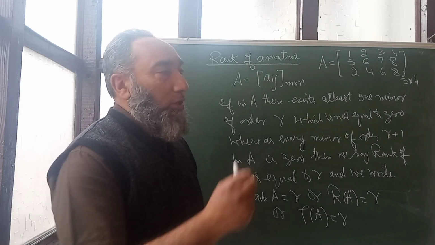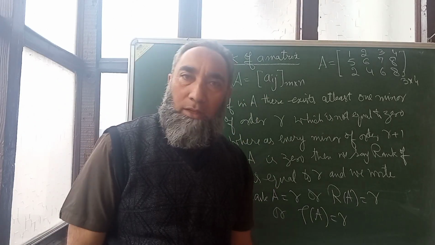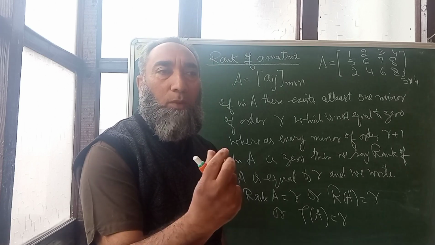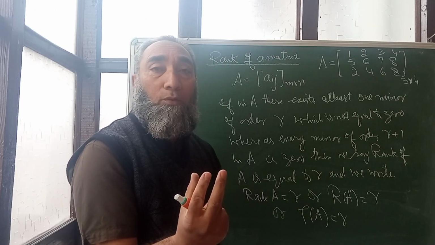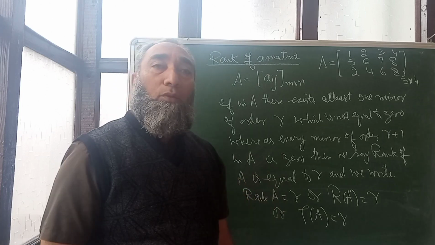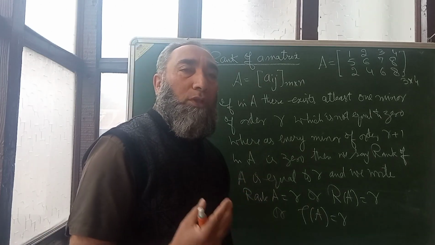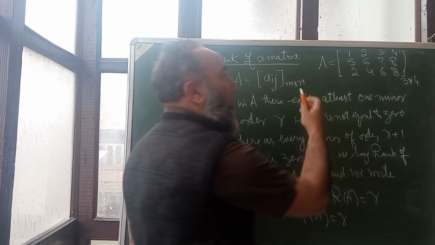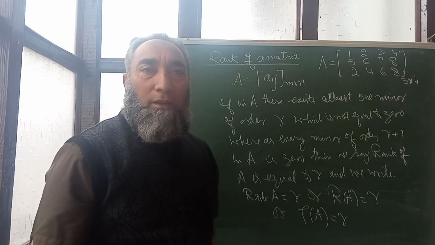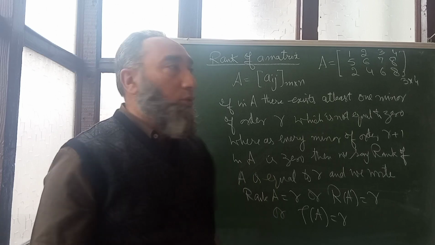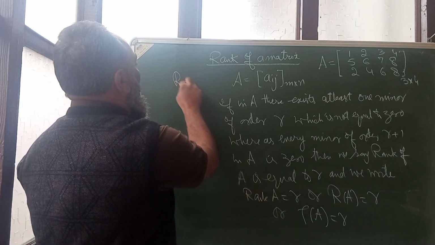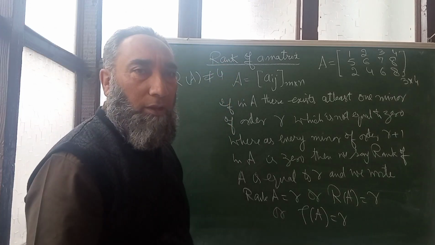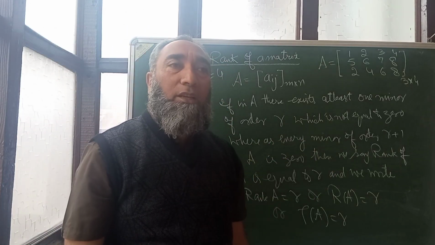Now you see, in this matrix you cannot have a minor of order 4, because for minor of order 4 you must be having a determinant of order 4. For determinant of order 4 you must be having 4 rows and 4 columns. You have only 3 rows and 4 columns, right? So you cannot have a minor of order 4. So rank of A cannot be 4. Okay.